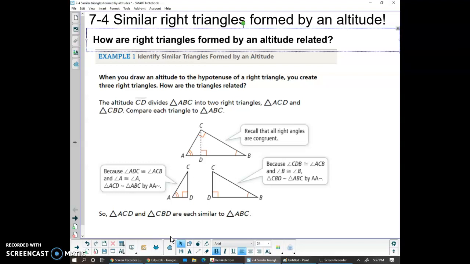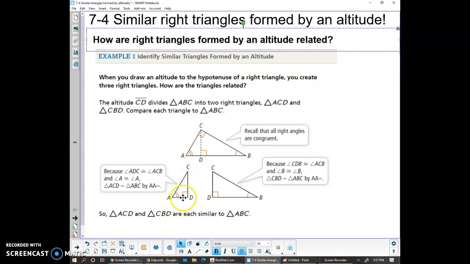And it's now time to learn about similar right triangles. So in this lesson, we're looking at how an altitude affects triangles that get created. You're starting out with the right triangle, and you're dropping an altitude going from the hypotenuse to one of the vertices here. Remember, the altitude is a perpendicular segment that goes from a vertex to the opposite side. So when you have a right triangle, the altitude actually creates three similar triangles.